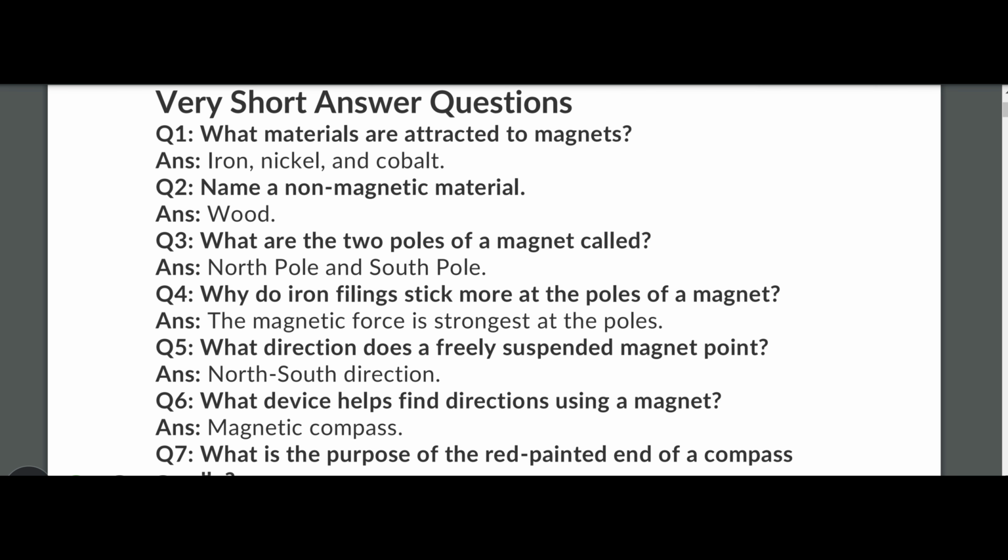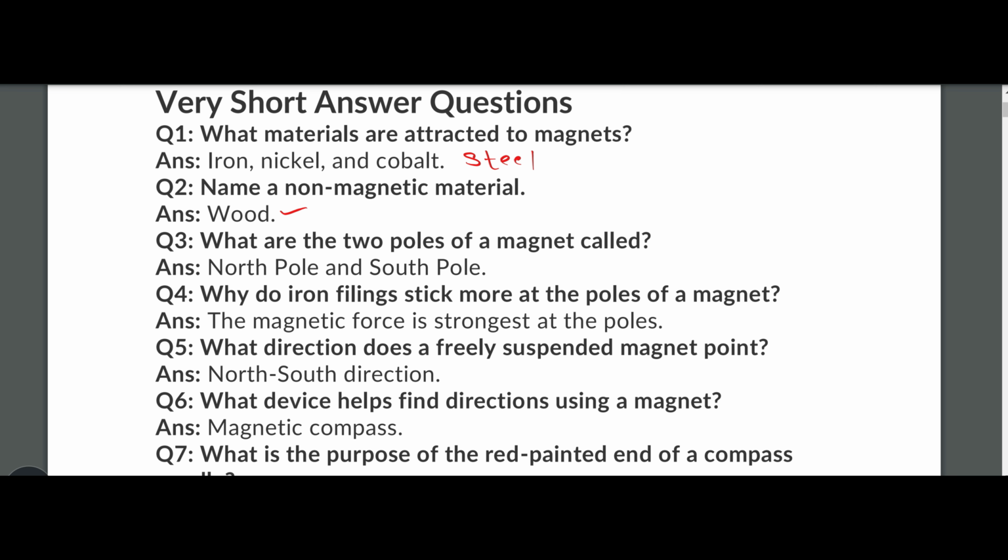Let us start now. What materials are attracted to magnets? Iron, nickel, cobalt, and one more. What is that? Steel. These are the magnetic materials, the metals which are attracted by the magnet. Name a non-magnetic material. That is wood, plastic, or you can say rubber.